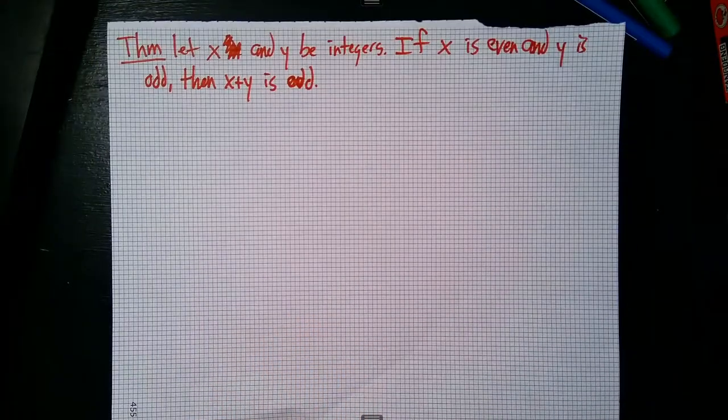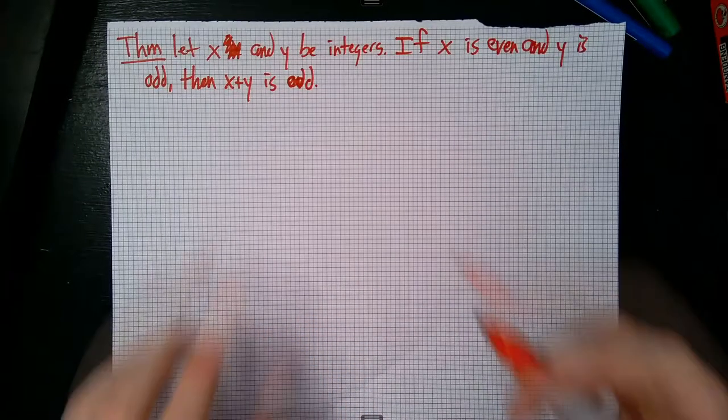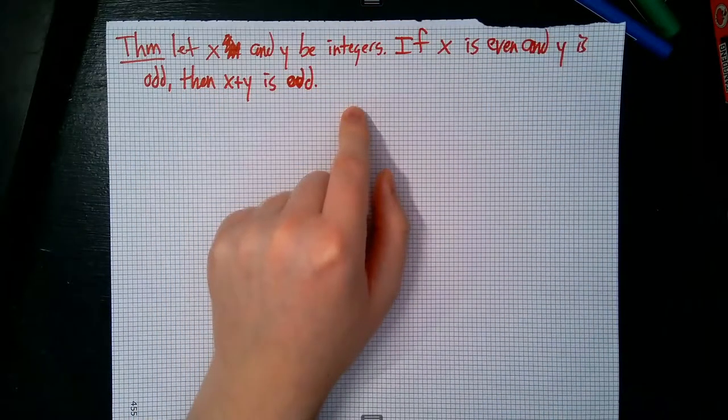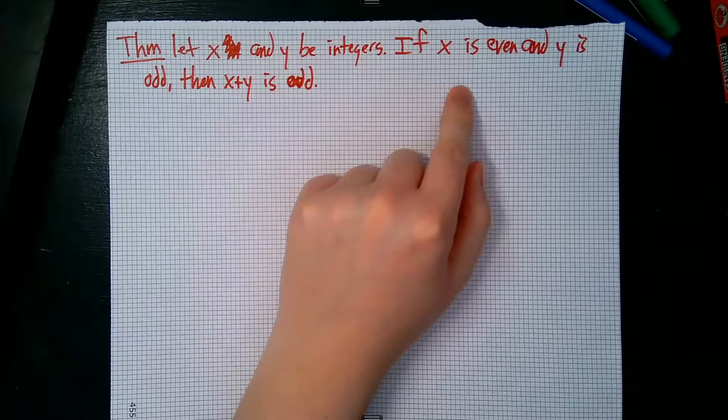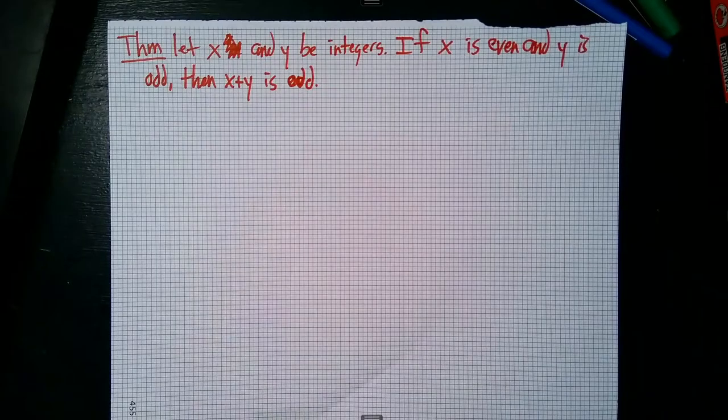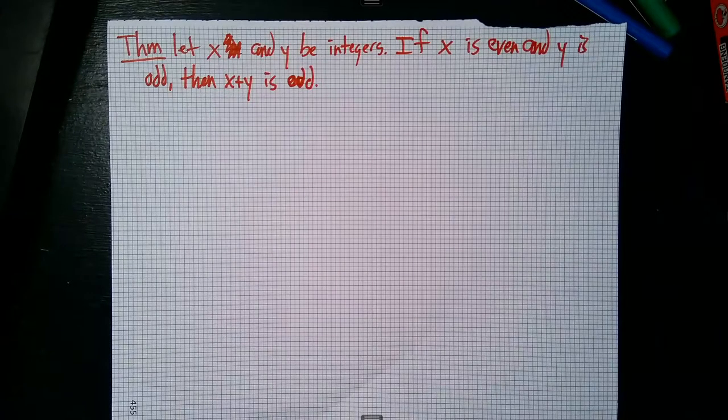Alright, so here's the first theorem of the class. What we're going to do is we're going to let x and y be integers. The theorem that we want to prove is that if x is even and y is odd, then x plus y is odd. So how do we go about doing this?